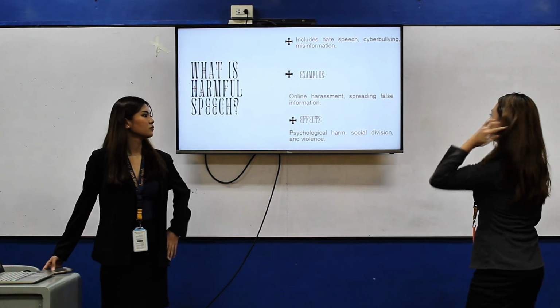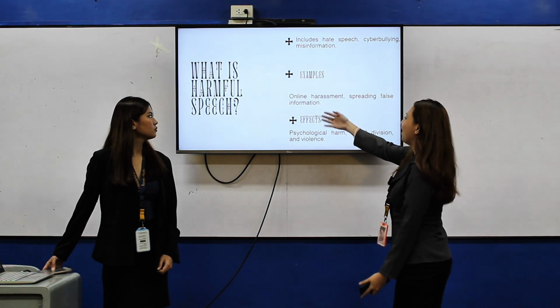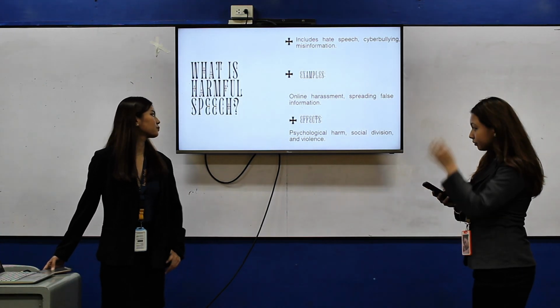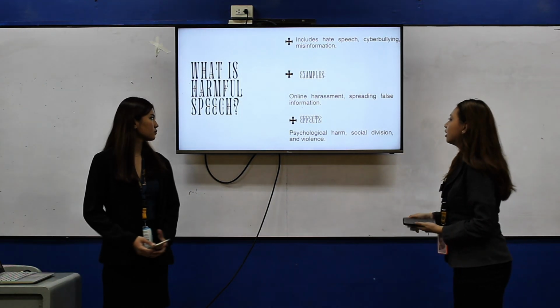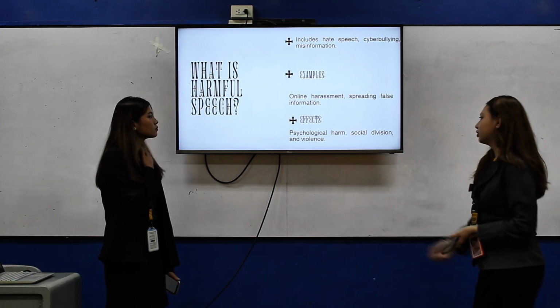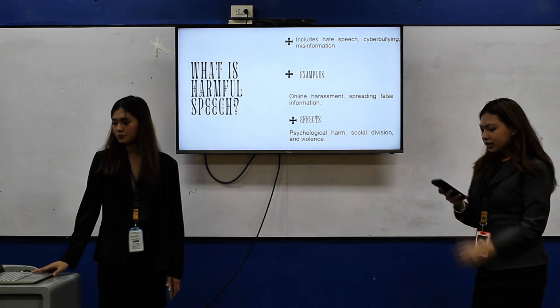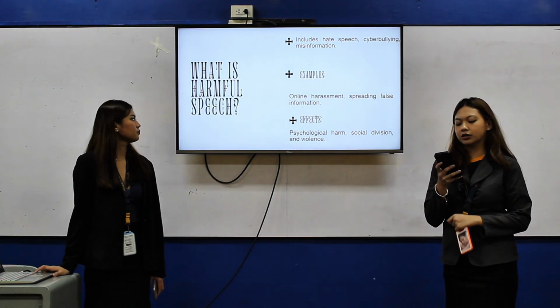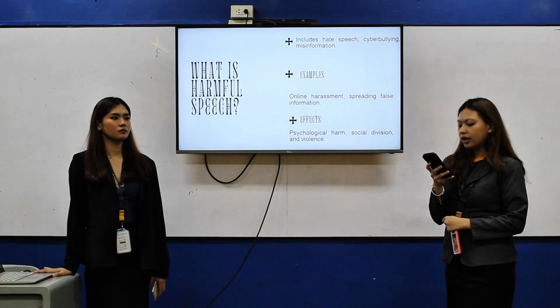Now, the examples are online harassment and spreading false information. It causes effects like psychological harm, social division, and violence. These factors create a harmful online environment and can lead to serious emotional, psychological, and social effects.